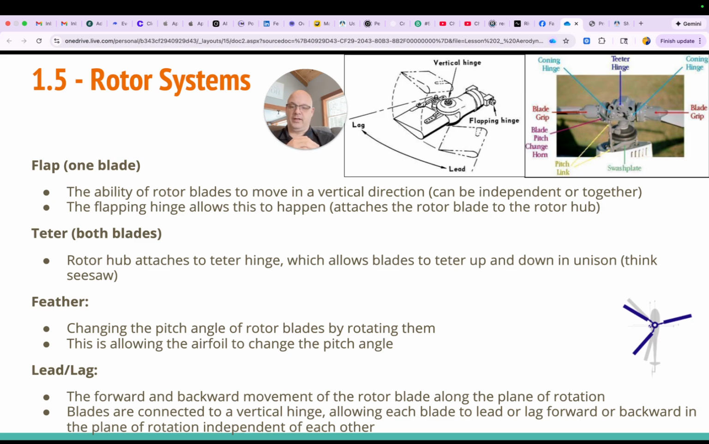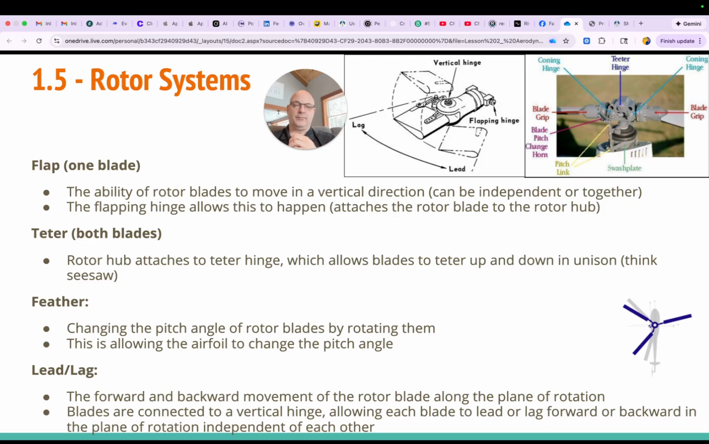The feathering is changing of the pitch angle of rotor blades by rotating them, and this is allowing the airfoil to change the pitch angle itself. And you go look at that. Now, it's a little difficult to simulate it on the ground, but it is just one of the actions.